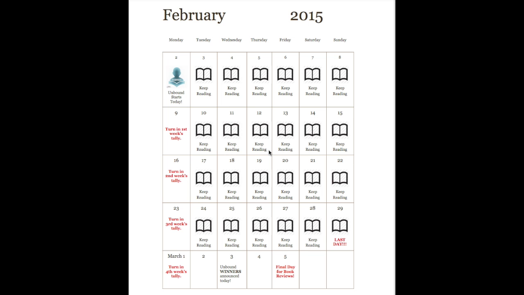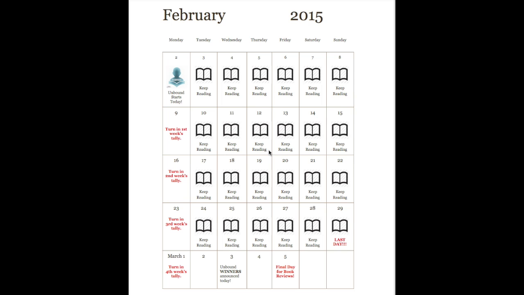The Unbound calendar. Here you'll see a calendar for the entire project of Unbound, and we'll be starting on Monday the 2nd, reading, and then on the 9th will be the first time we'll ask you to turn in your tally sheets. It's very important that as you're collecting the tally sheets from your students, you're turning them in on that Monday so that we can update our leaderboard and make sure that we just keep this very organized.